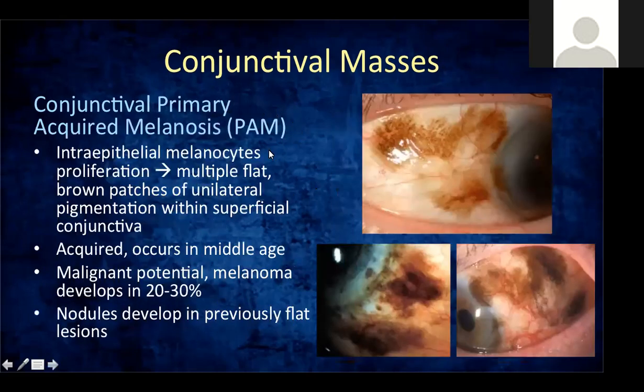Then you have your PAM. This is your primary acquired melanosis. They're pigmented. When you say melanin, the lesions are typically pigmented. For your PAM, it's usually acquired, so it is not there at birth. It usually occurs in middle age. When you see them like this, but scattered and very patchy, think of primary acquired melanosis. Acquired because it is not present at birth. Some may have malignant potential. In about 20 to 30%, it can develop into a melanoma.